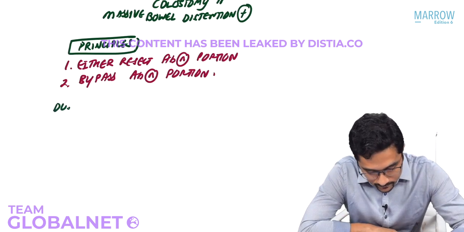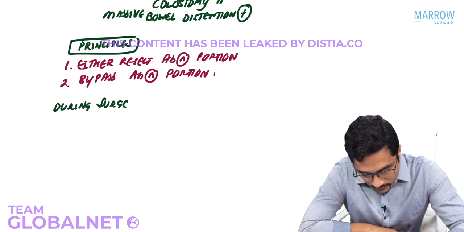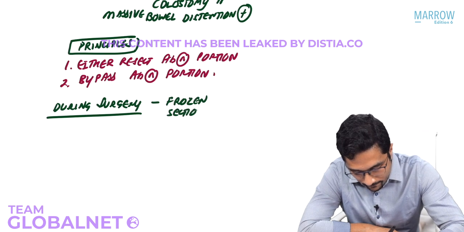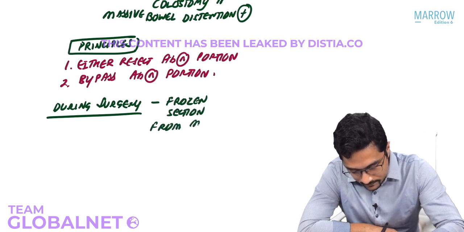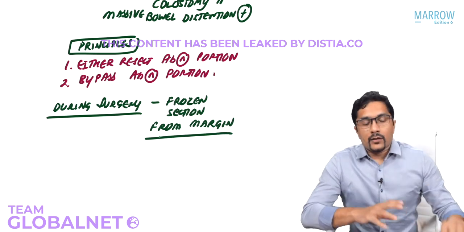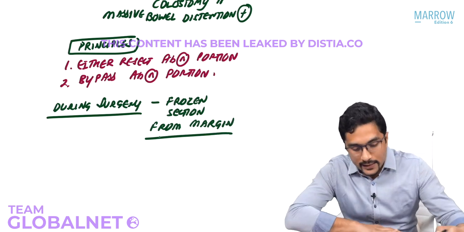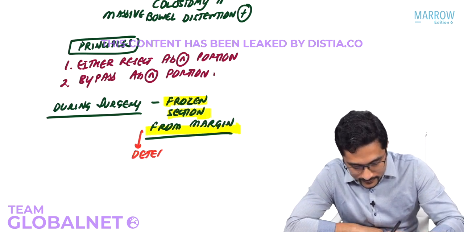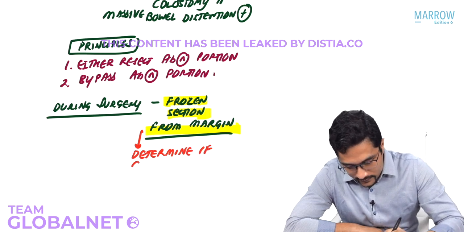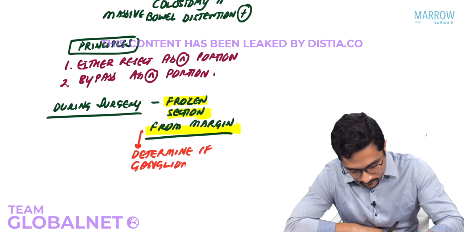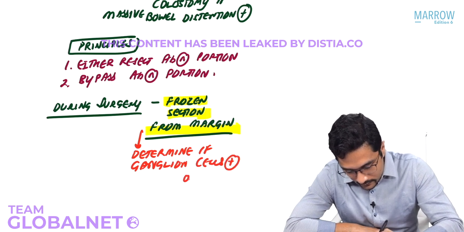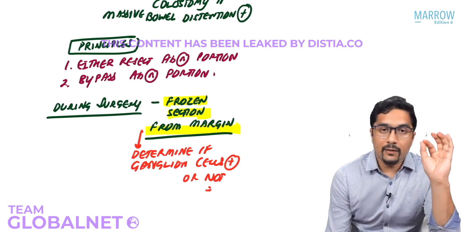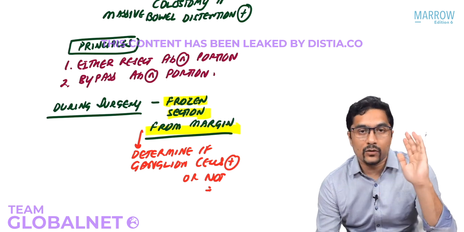And during surgery, we take a frozen section from the margin. So whatever bowel you're resecting, you will take a frozen section from the margin, and this is taken to determine if ganglion cells are present or not. So this is the best way to determine what is the extent, and if the margin has ganglion cells, then we can safely carry out the anastomosis.